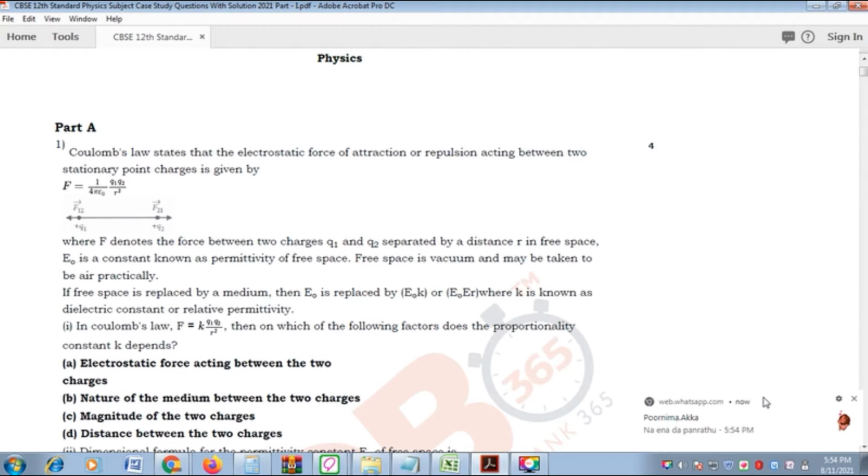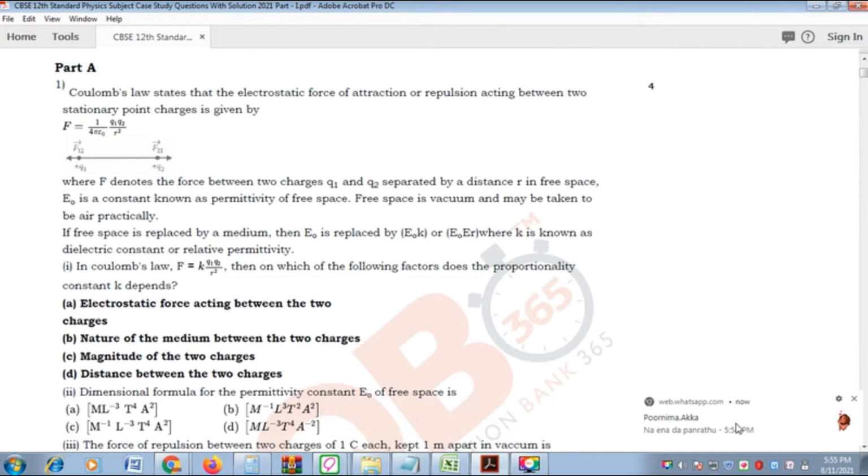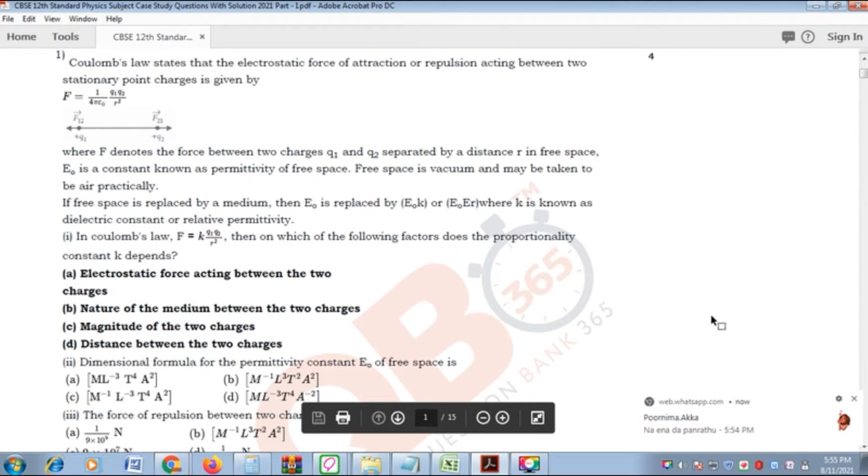The charges are separated by a distance r in free space. Epsilon is a constant known as the permittivity of free space. Free space is a vacuum and may be taken to be air practically. If free space is replaced by a medium, then epsilon is replaced by epsilon times k, where k is known as the dielectric constant or relative permittivity. So this is the question, and they are asking 4 different questions based on the above paragraph.